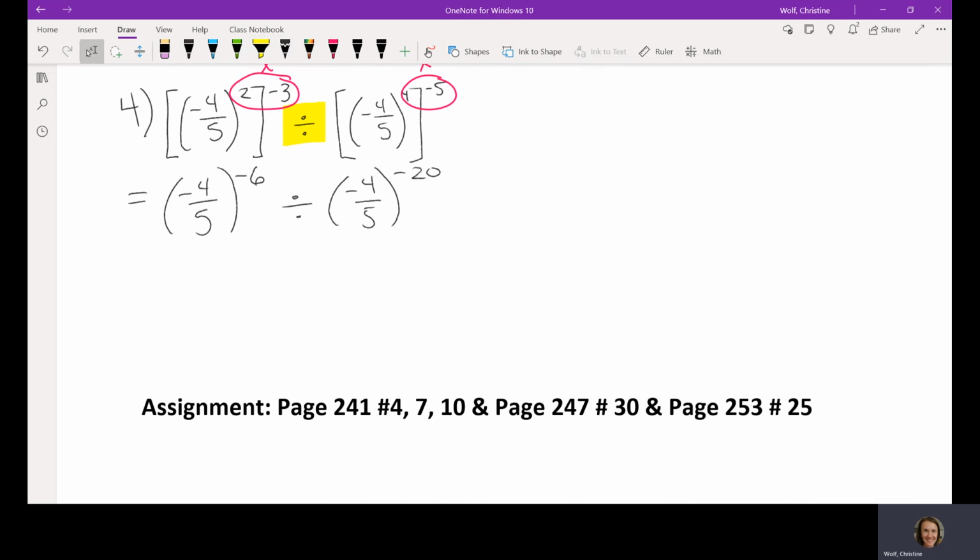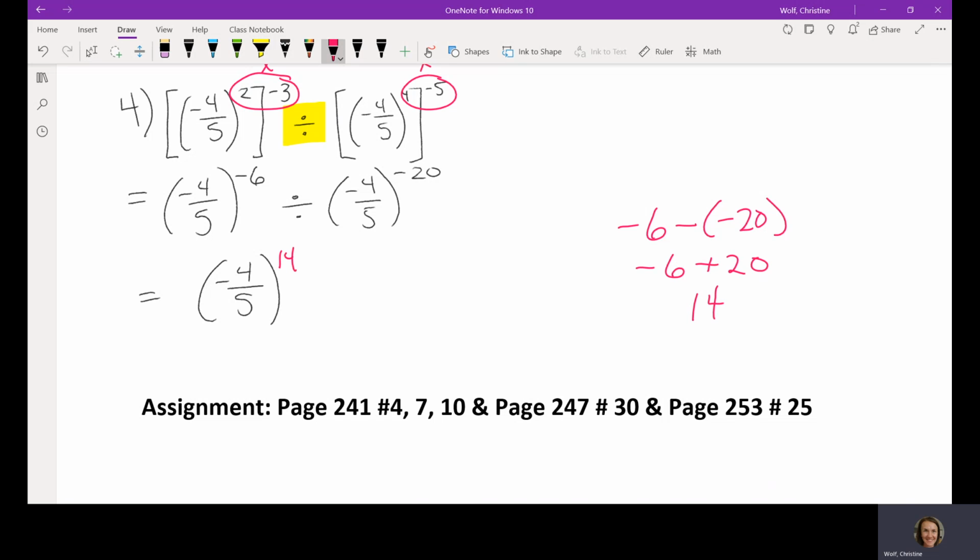Now it's a division between the two. You have two identical bases. So when you're dividing two identical bases, the base stays the same, -4/5, but now you subtract. So you take the -6 and you minus off an already -20. That's actually -6 plus 20, which equals 14. And I told you just to leave it like that. There, done. Was that so bad? It looks scarier than it actually is, right?